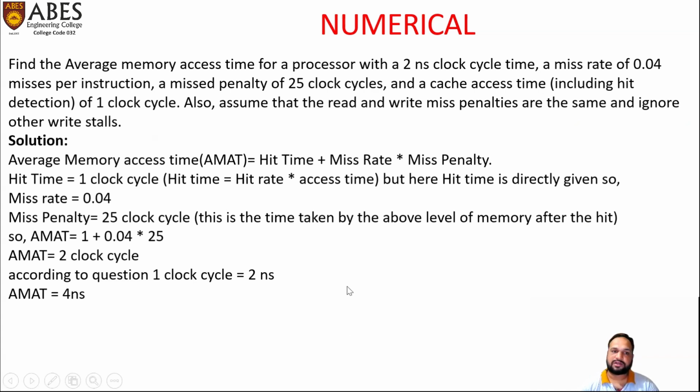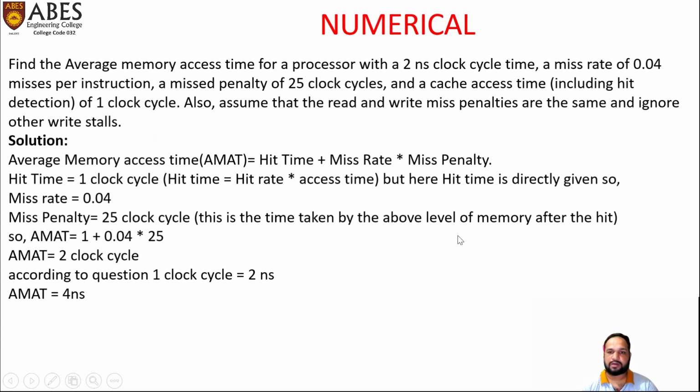As we discussed till now, the average memory access time is hit time plus miss rate multiplied by miss penalty. So what is the hit time? One clock cycle. Here the hit time is directly given, so we will directly use one clock cycle. The miss rate is given as 0.04. The miss penalty is 25 clock cycles.